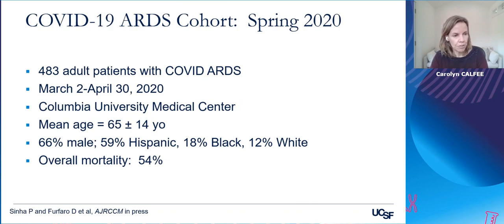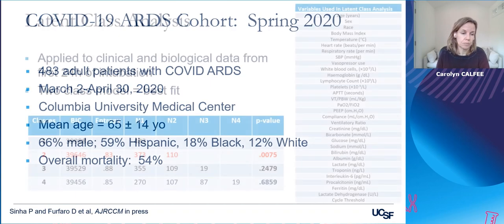Now, the cohort I'm describing is 483 adult patients with COVID ARDS that were enrolled in the spring of 2020, all at Columbia University Medical Center. So just wrap your heads around that for a moment, that almost 500 patients were enrolled at one medical center in the course of 2 months. The mean age of these patients was 65. The majority were male, and reflecting the disproportionate impact of the pandemic in the U.S. on communities of color, as well as the patients served by Columbia, you can see that the majority of the patients in this cohort were either Hispanic, Latinx, or Black. And overall mortality was quite high, 54%.